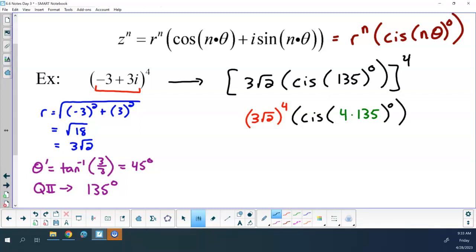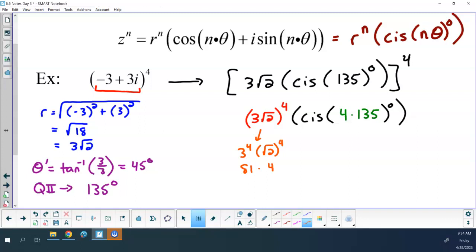Okay? So 3 square roots of 2 to the 4th power is 3 to the 4th power times the square root of 2 to the 4th power. 3 to the 4th power is 81. The square root of 2 to the 4th power: the square root of 2 times the square root of 2 is 2, and 2 times 2 is 4.